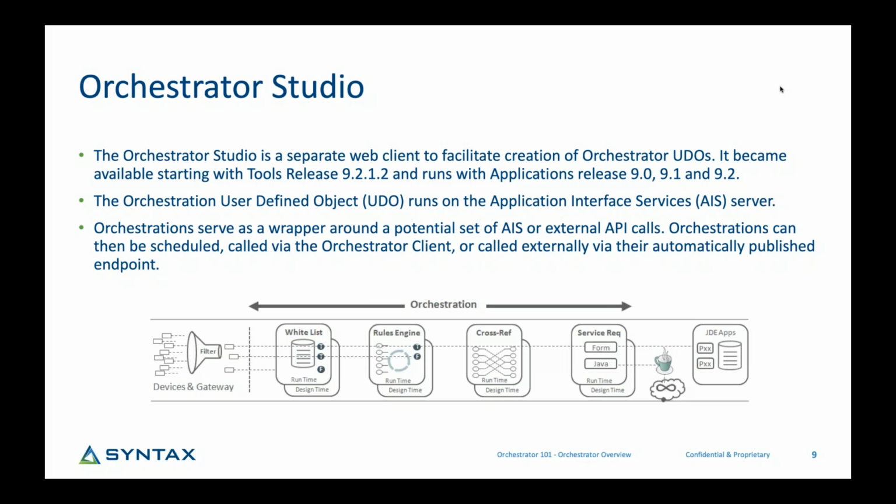So really, everything is actually running on that AIS server instance, and that's what does the heavy lifting in this case. And the orchestrations, again, they serve as a wrapper around a potential set of AIS or external API calls or different types of what we call service requests in the actual orchestration. And they can be scheduled, they can be called via the orchestrator client, which I'll show on this webinar in a demo, and they can also be called externally via their automatically published endpoint.